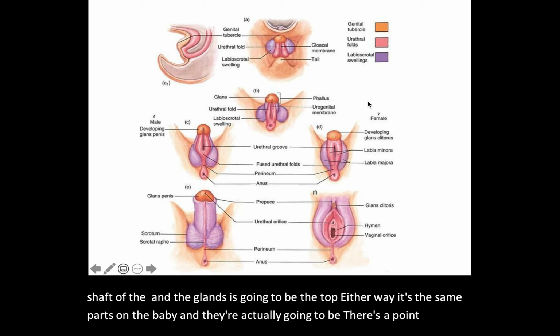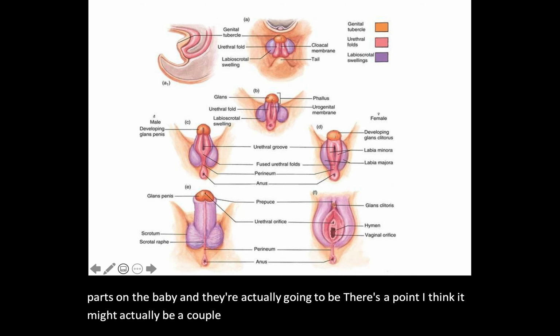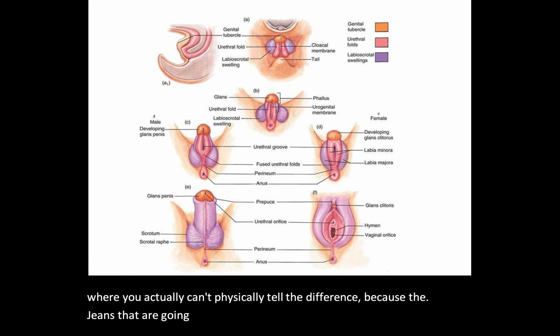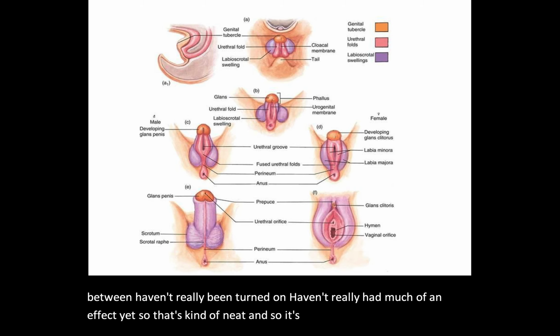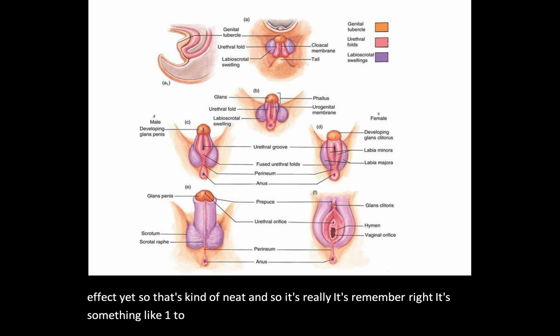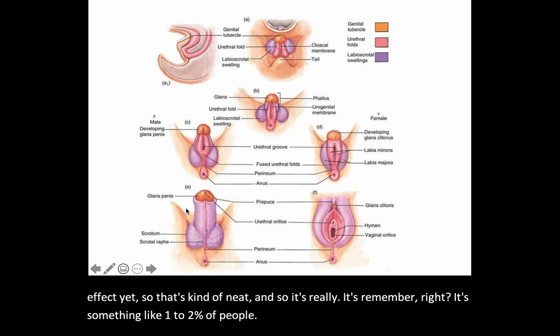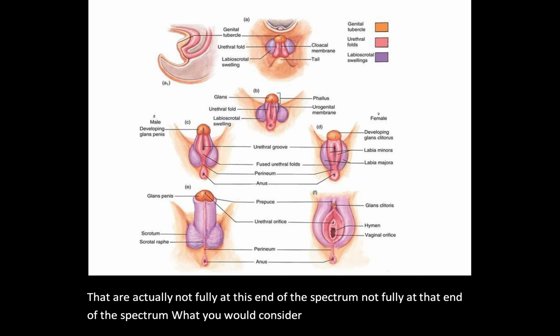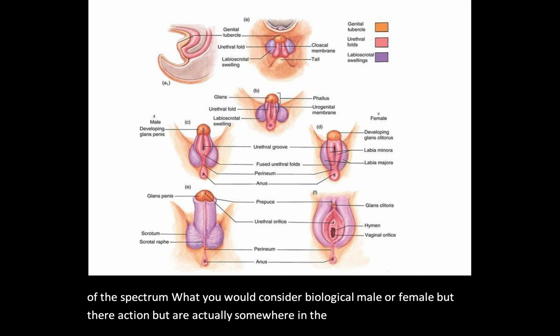There's a point, I think it might actually be a couple weeks into the development of the baby, where you actually can't physically tell the difference, because the genes that are going to determine which of these, or whether it's something in between, haven't really been turned on, haven't really had much of an effect yet. So that's kind of neat. And if I remember right, it's something like 1 to 2% of people that are not fully at one end of the spectrum or the other, what you would consider biological male or female, but are actually somewhere in the middle, one of these intersex conditions.